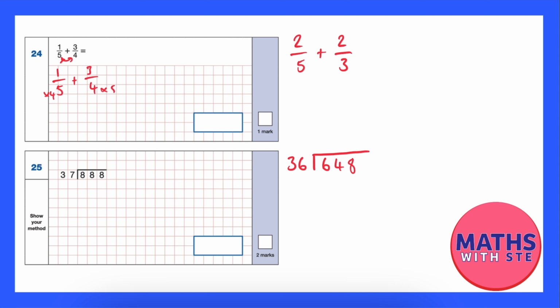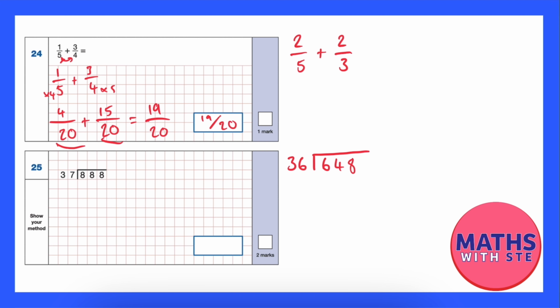If I was to rewrite this now, I'm going to do 4 times 1, which is 4, and 4 times 5 is 20. That's that one done. And on this one, I'm going to times them by 5. So 5 times 3 is 15, and 5 times 4 is 20. Now you can see we have a common denominator because they're the same. So all we need to do is add the numerators together. 4 add 15 is 19. And the denominator stays the same, so it's 19 over 20. 19 over 20 is the answer to that one.